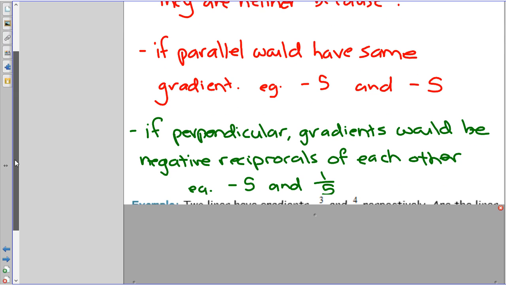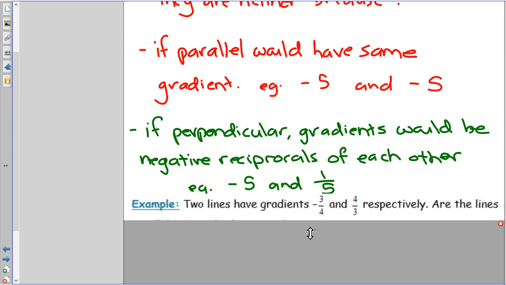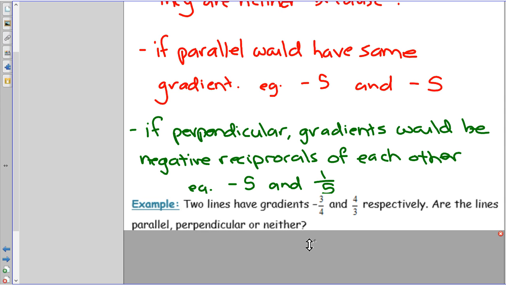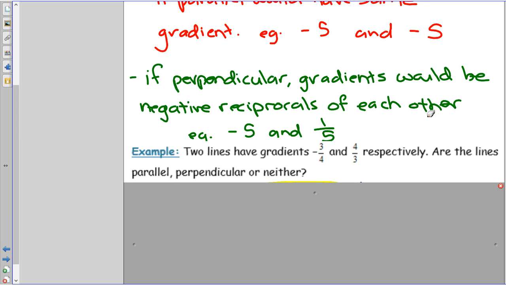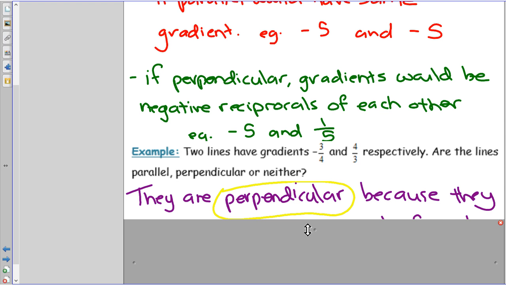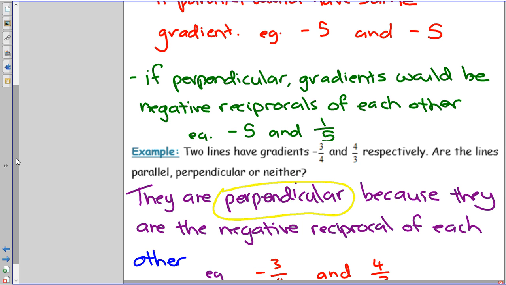Last little example. 2 lines have gradients -3 over 4 and +4 over 3 respectively. Are the lines parallel, perpendicular, or neither? So it's pretty obvious that they're not parallel, because they're not exactly the same. -3 over 4 is not the same as 4 over 3. But they are perpendicular, because they are the negative reciprocal of each other.